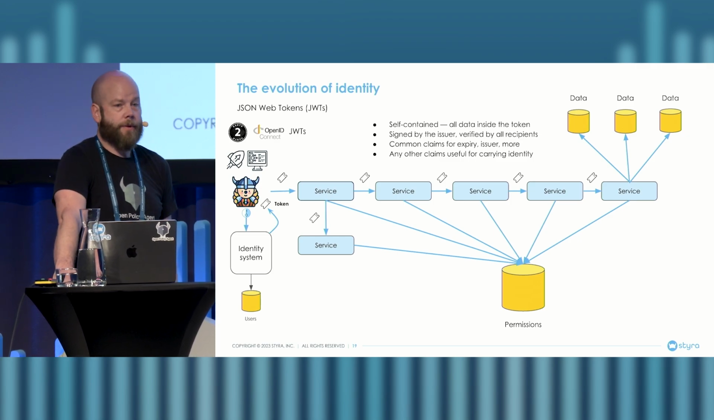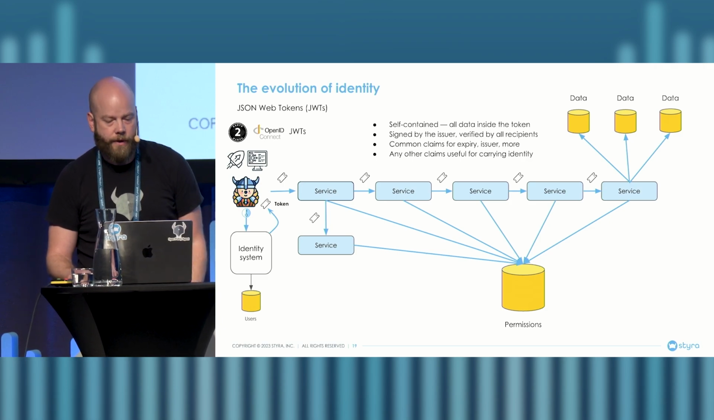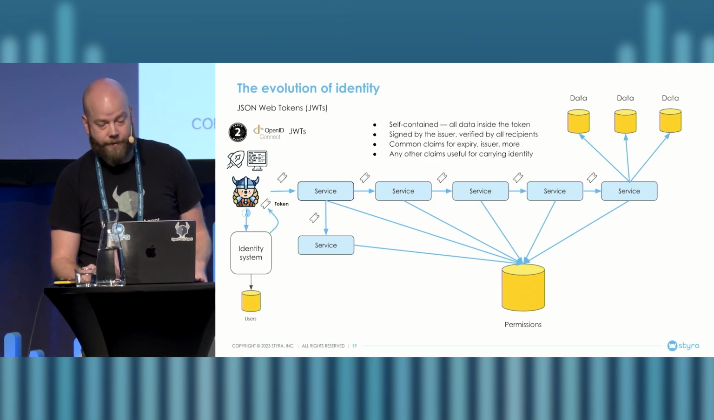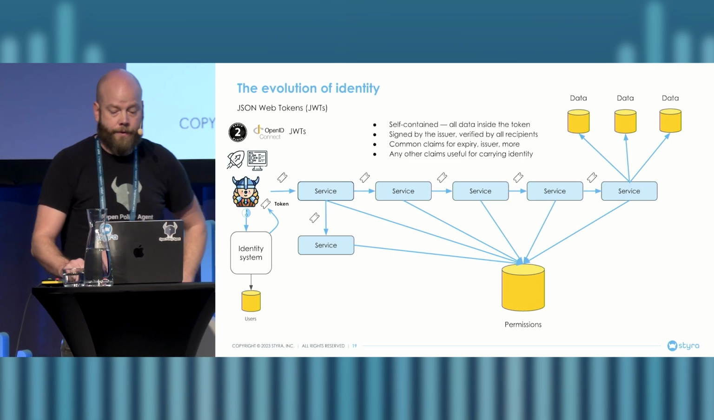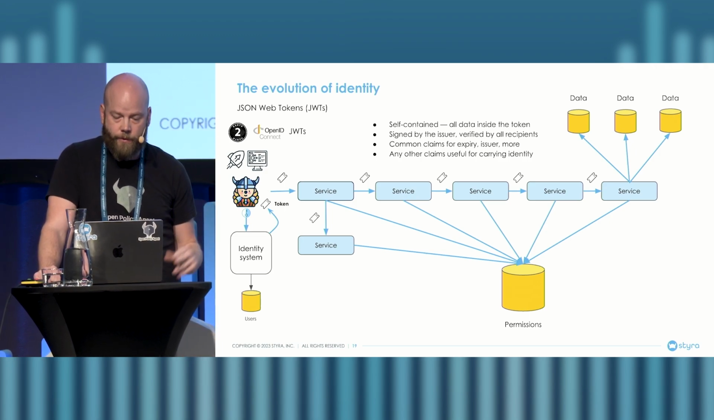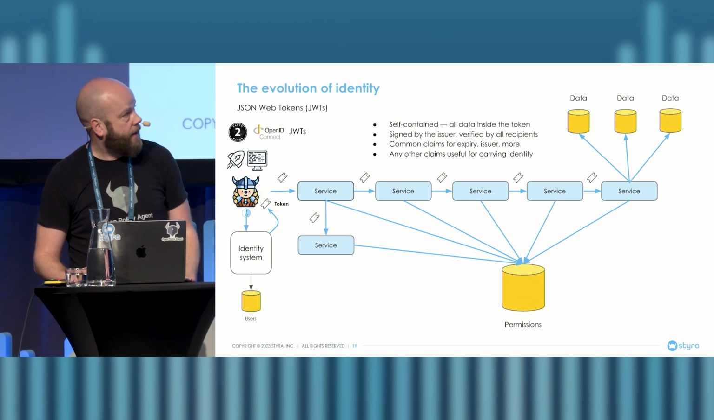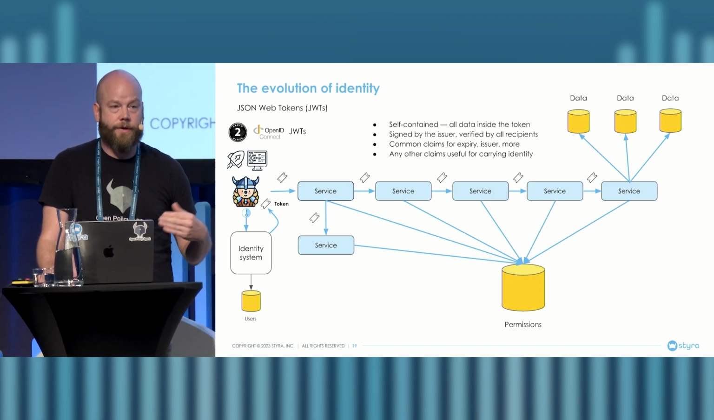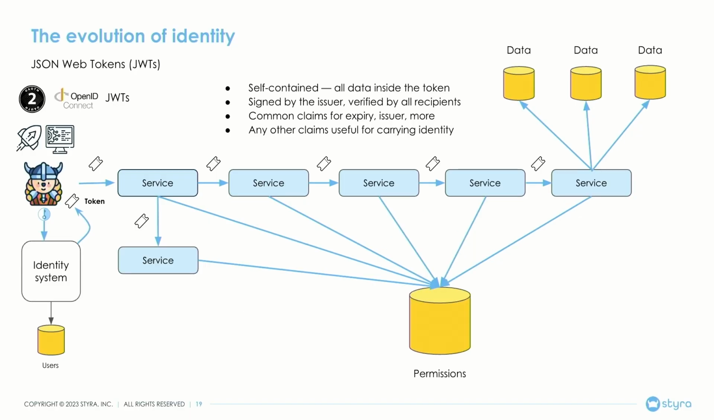So pretty much the point of JSON Web Tokens is that we should have a means to avoid this. When the tokens are self-contained, it means all relevant data is contained inside of the token. It's signed by the identity system, the issuer, and can be verified by all the recipients, all these services. So there's no longer a need to go back and ask, what does this mean? Just look into the token and verify that it's valid. And JWTs have a few common claims, so you can check that it's not expired, you know that the issuer is one you trust, and so on. So we have a good way of carrying identity across our systems.